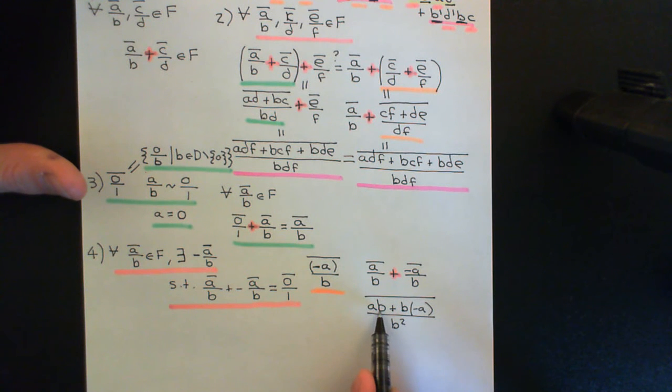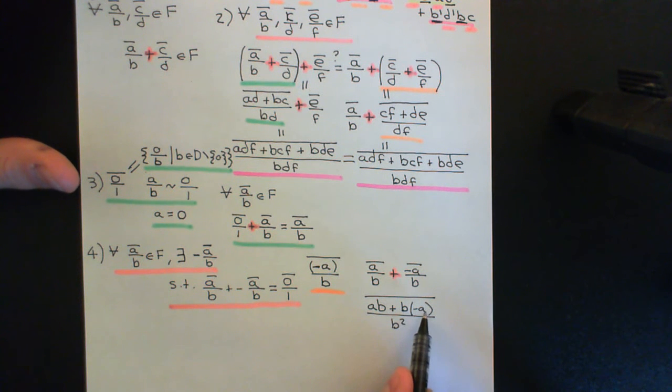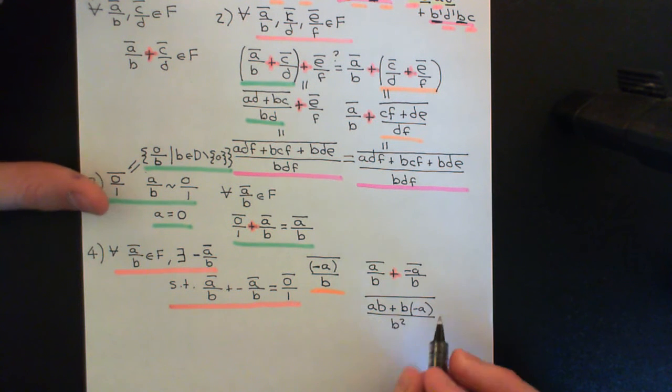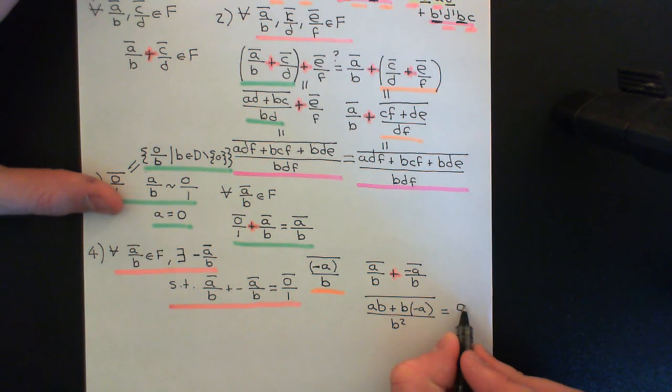Now, a times b, its additive inverse is b times negative a. You can prove that easily with distributivity. Just factor out the b, and then you'll have a plus negative a. That will give you 0. B times 0 will give you 0. So overall, this will be 0 over b squared. It will be the fraction 0 over b squared.